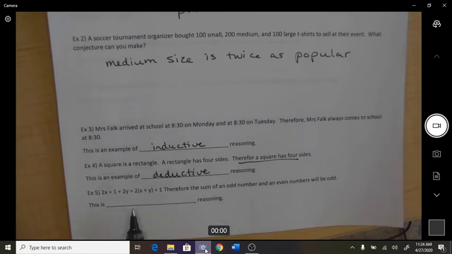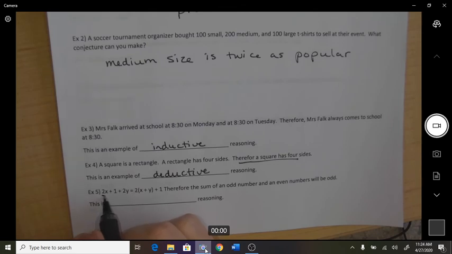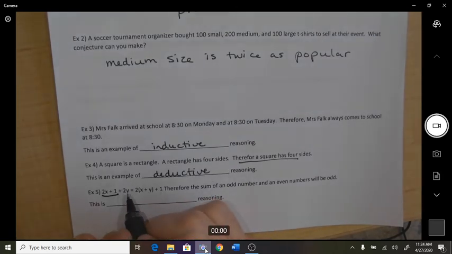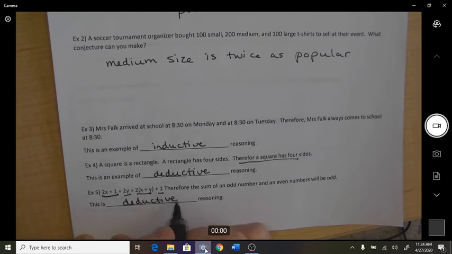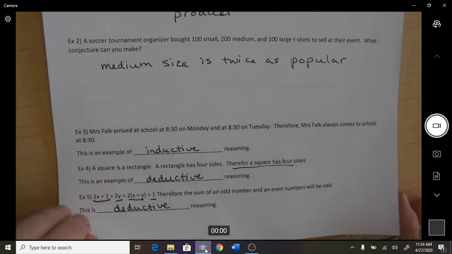2x plus 1 plus 2y equals 2 factored out of an x, y, plus 1. Therefore, the sum of an odd number and an even number will always be odd. So you can see this is a sum of an odd, 2x plus 1 is an odd number, and 2y is an even number. And then since this number is 2 times something and then add 1, this is odd. So we concluded this, and that is deductive reasoning because we have proven it with true statements.